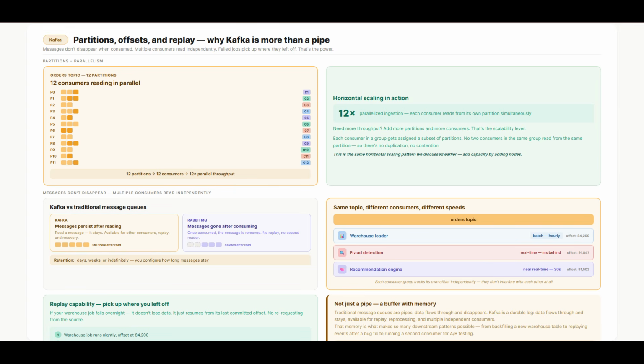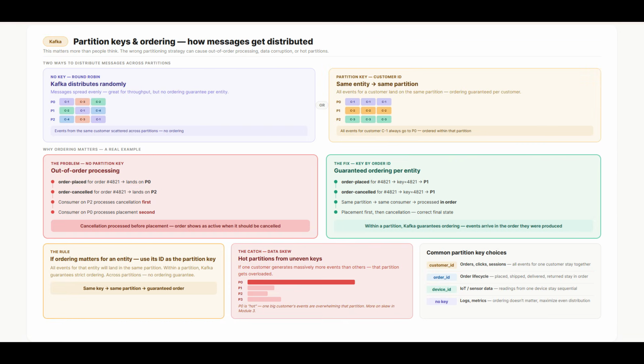It's not just a pipe, it's a buffer with memory. And that memory is what makes so many downstream patterns possible. Now, let's talk about how messages get distributed across partitions, because this matters more than people think.